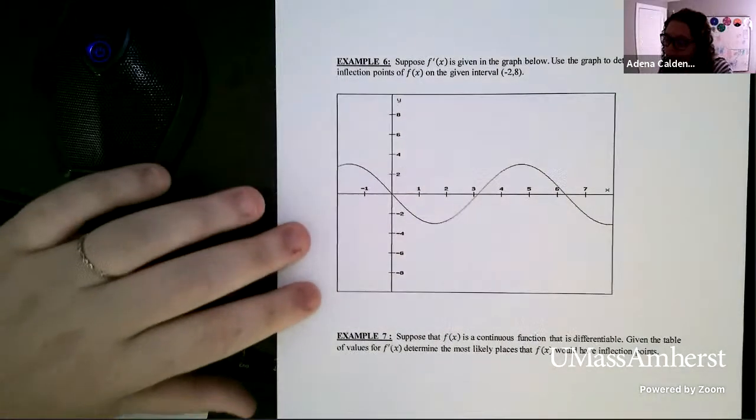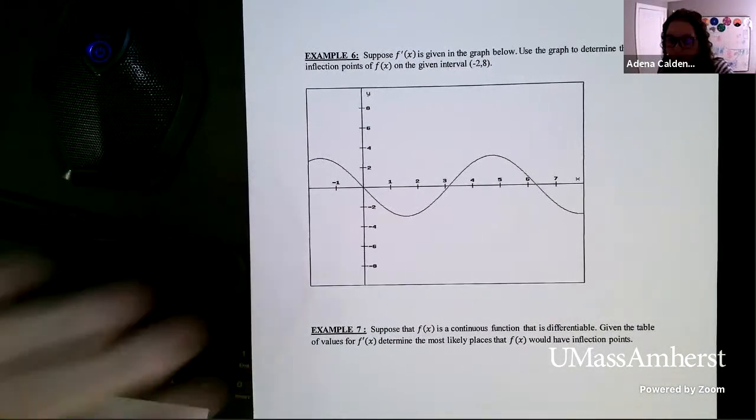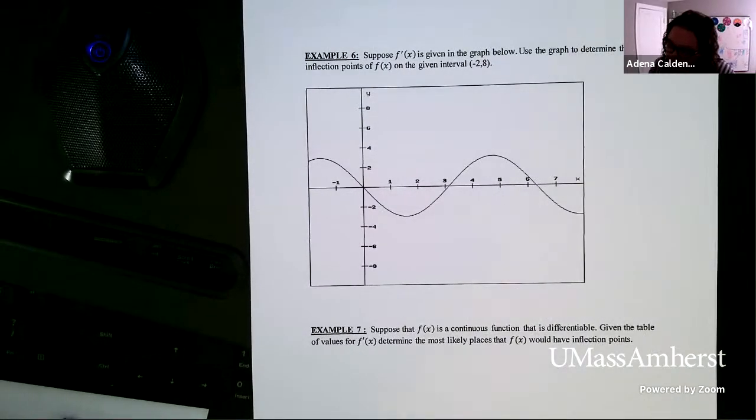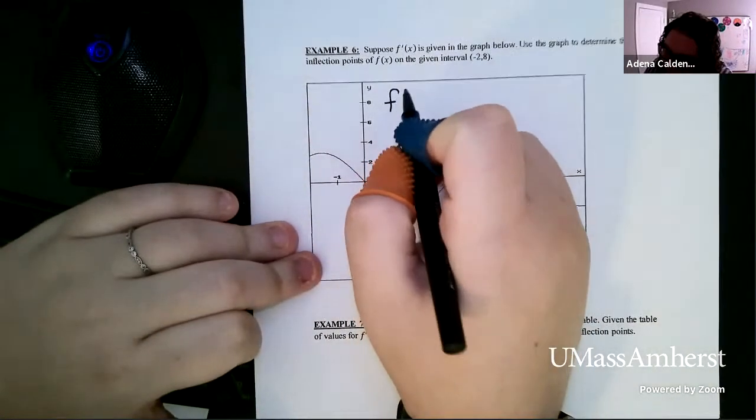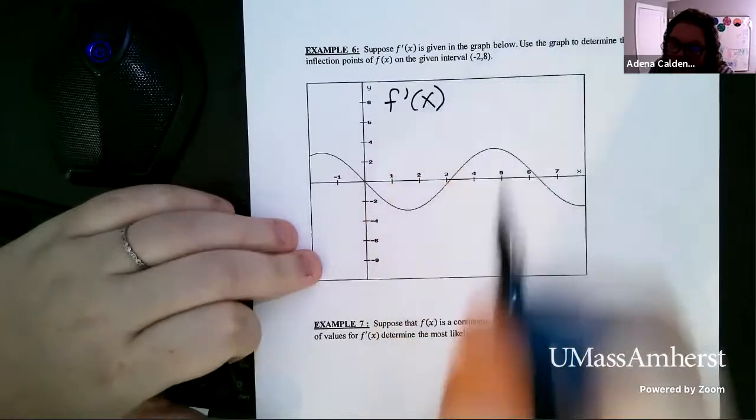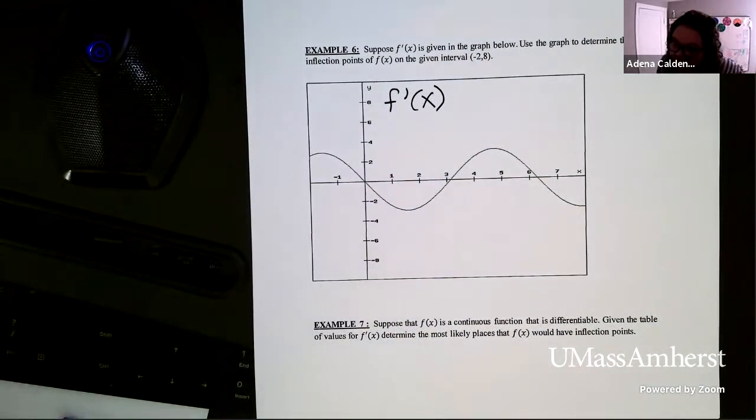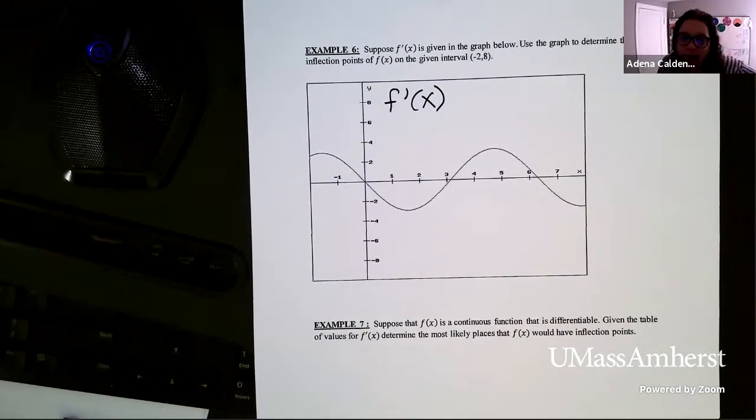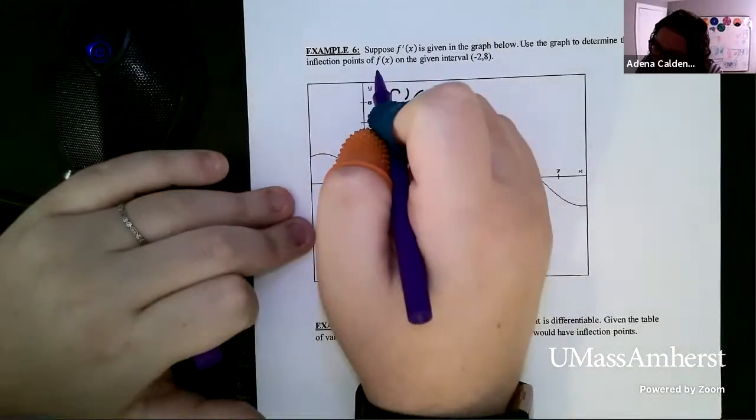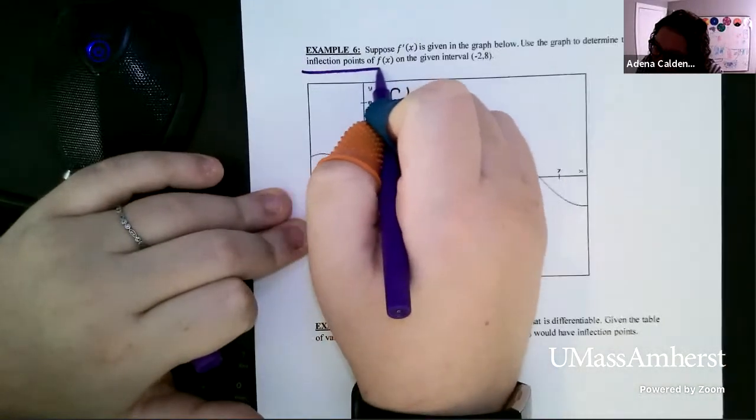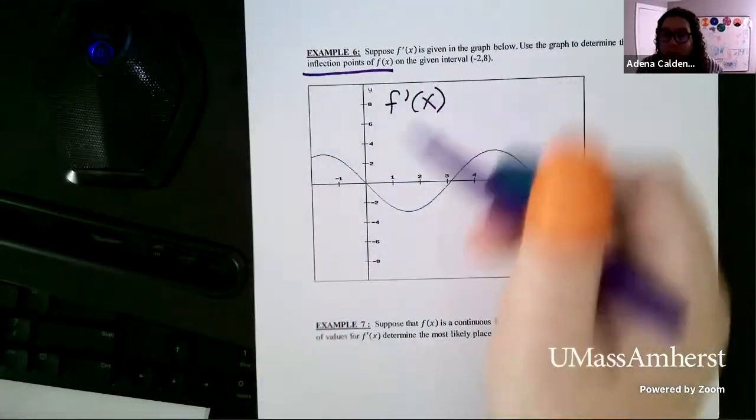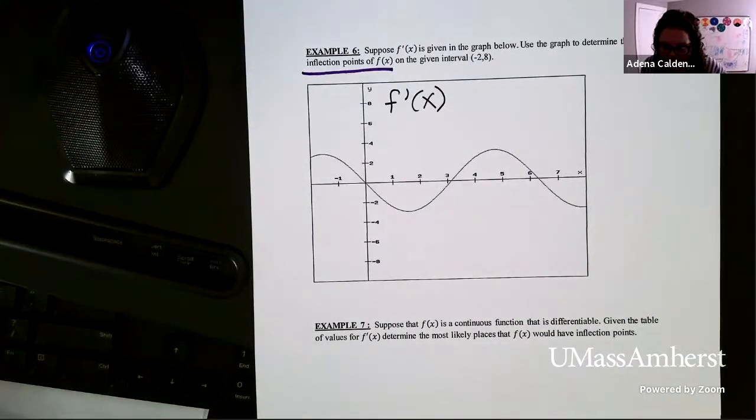So for number 6, it says, suppose that f prime of x is given in the graph below. So I want to very clearly label the information we have. Use this graph to determine inflection points for f of x on the given interval. So I want to point out that we are looking for inflection points of the original function, not of the derivative. We are trying to use the derivative to help us understand something about the original function.